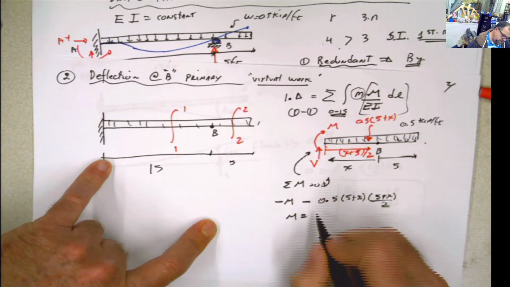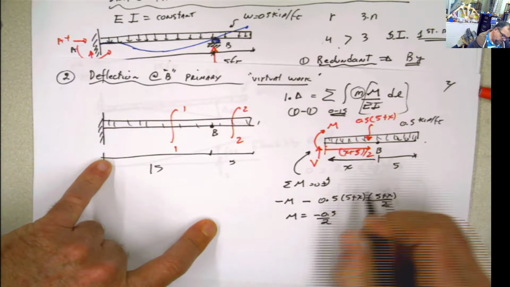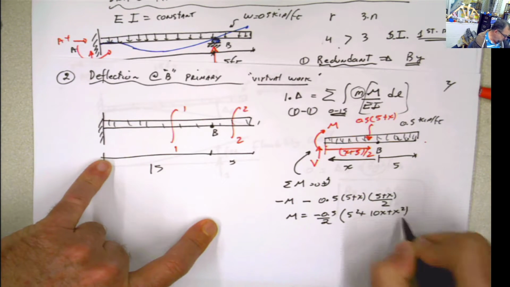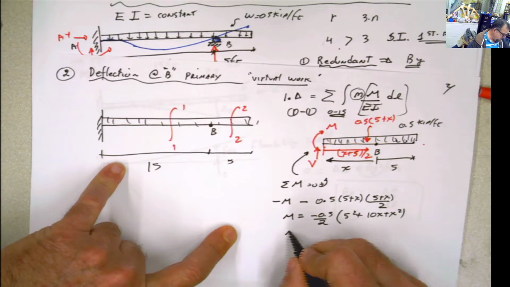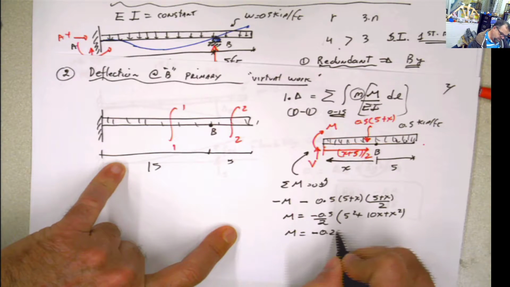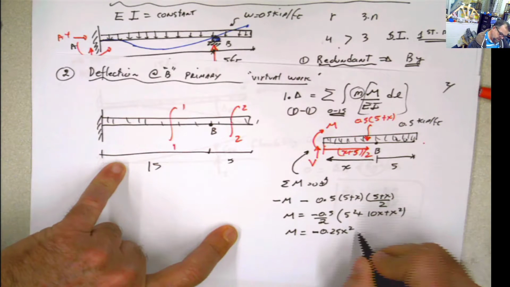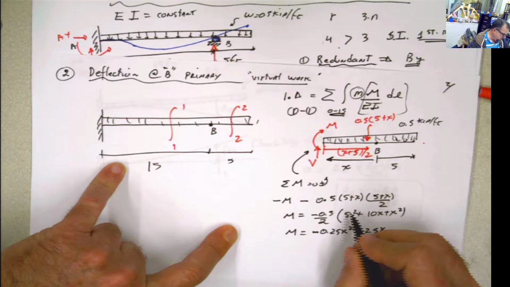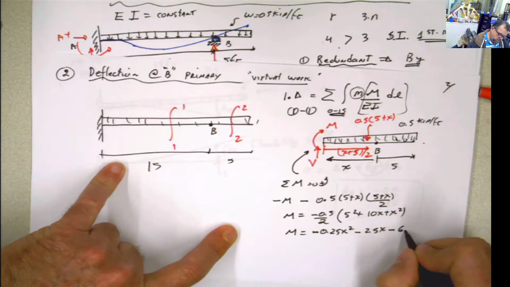pass it to the other side, negative 0.5 divided by 2, and this is going to be 5 squared plus 10 times x plus x squared. Or I can apply this to this thing, and then I can say that the moment is going to be equal to negative 0.25 x squared, because this is 0.25, and 10 times that is negative 2.5 x, and this is 25 times 0.25, negative 6.25, minus 6.25.